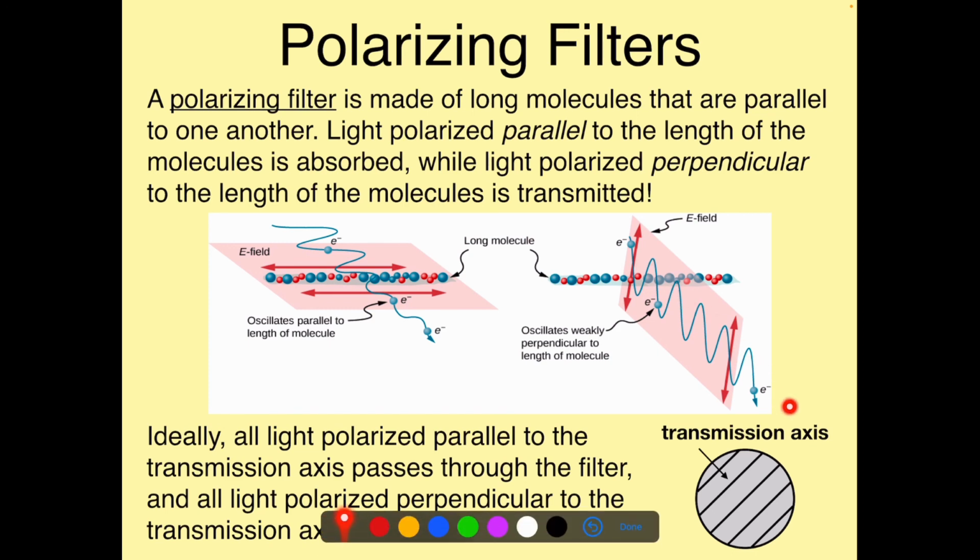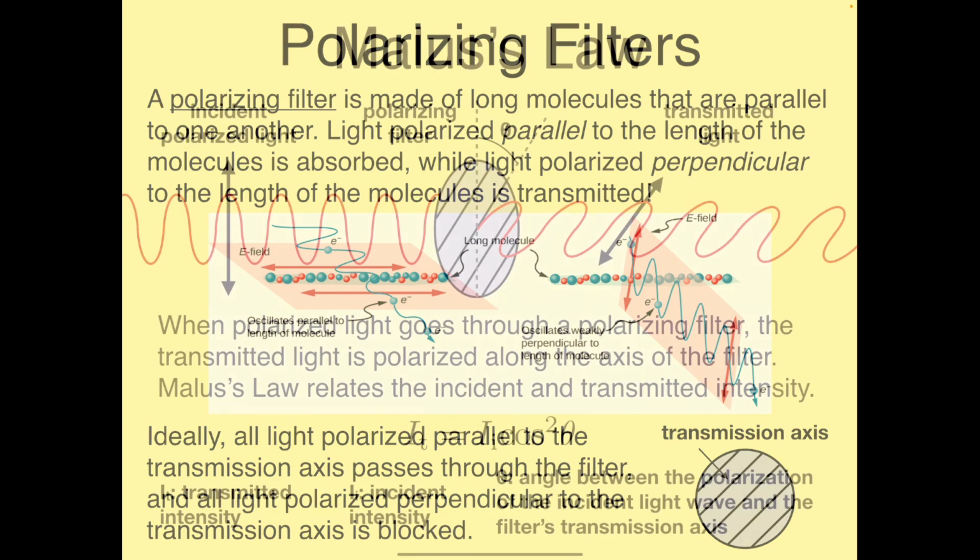It's mostly going to pass through. So that's how we block polarizations of a certain type and let other polarizations go through, just using these long molecules. So ideally, all of the light that's polarized parallel to our transmission axis is going to go through the filter. So for the filter, we have what's called a transmission axis. If we're polarized right along that axis, then the light should all go through. And then anything polarized perpendicular to that axis is going to be blocked. Okay? That's ideally how a filter should work.